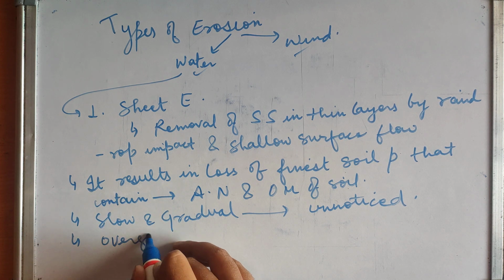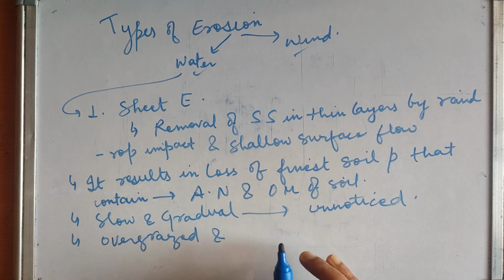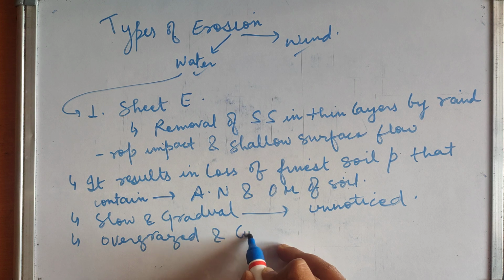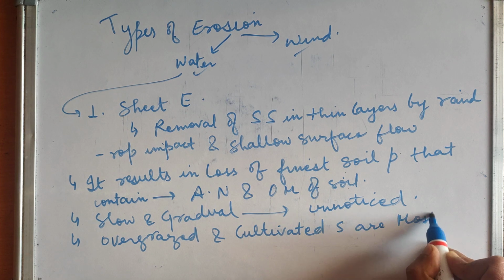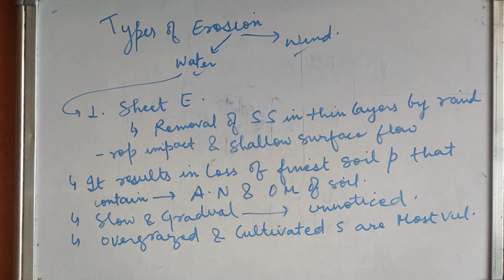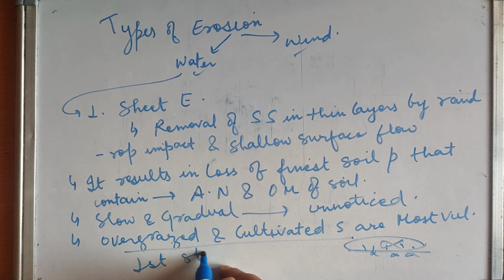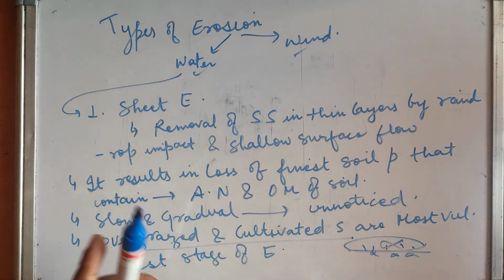Overgrazed and cultivated soils are most vulnerable to sheet erosion. Why? Because in cultivated and overgrazed soils, the vegetation over the soil is lacking, so they are more vulnerable because they do not hold the soil as the roots of vegetation do. It is the first stage of water erosion. Moving to the second stage, that is rill erosion.